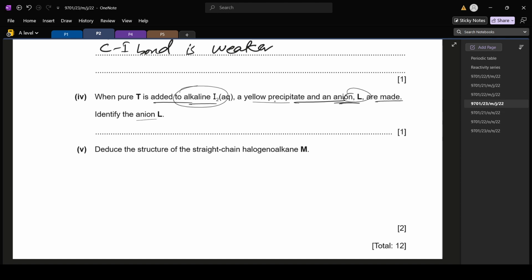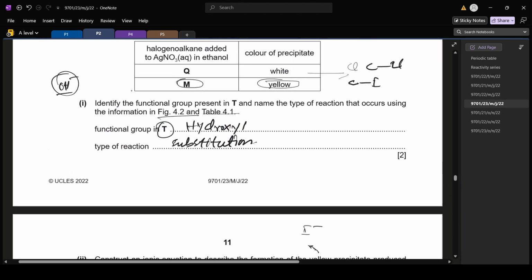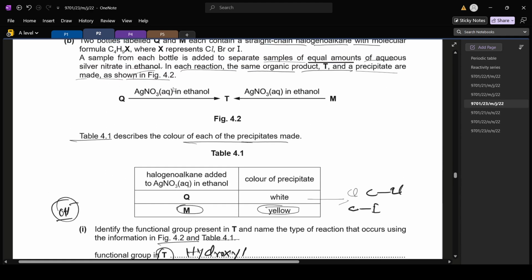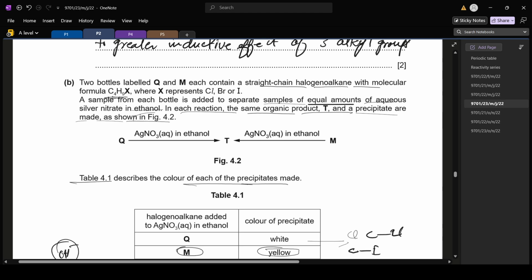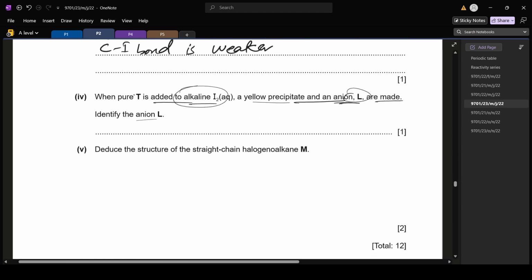Okay, so what will be the anion L? T has 4 carbon atoms. One of them will be formed in the yellow precipitate, so the anion remaining will be a carboxylate ion. So this will be CH3CH2C double bond O minus ion. This will be the ion, and this is the propanoate ion.